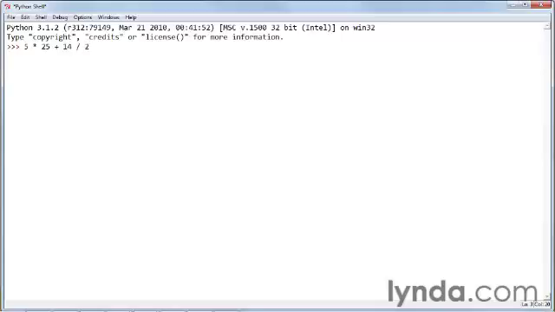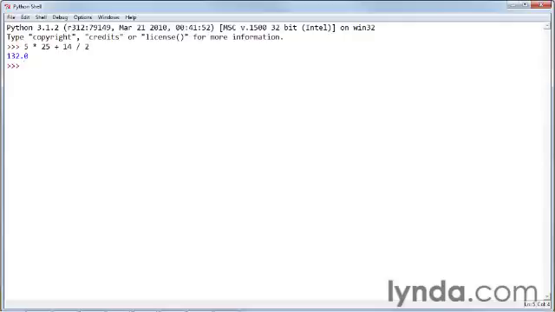And so I know that the first thing that's going to happen is 5 times 25 will be evaluated, and then 14 divided by 2 will be evaluated, and those two results will be added together, giving us the answer of 132, because 5 times 25 is 125, and 14 divided by 2 is 7. 125 plus 7 is 132.